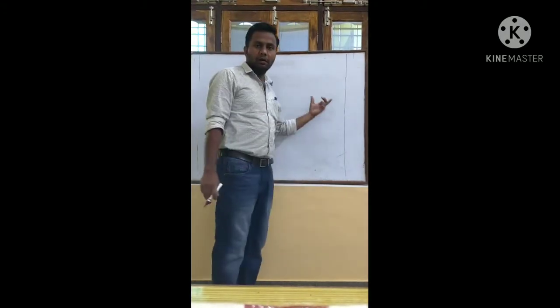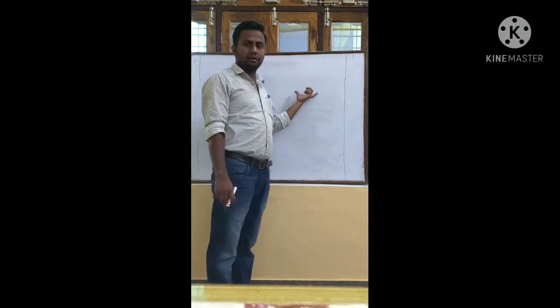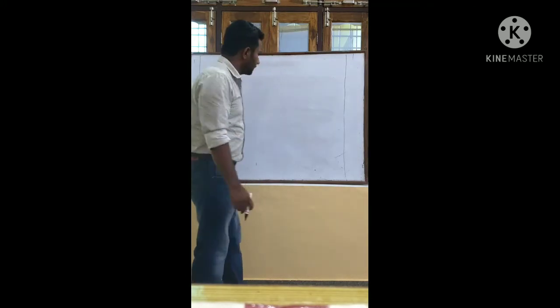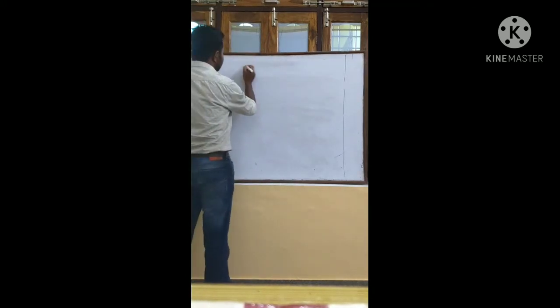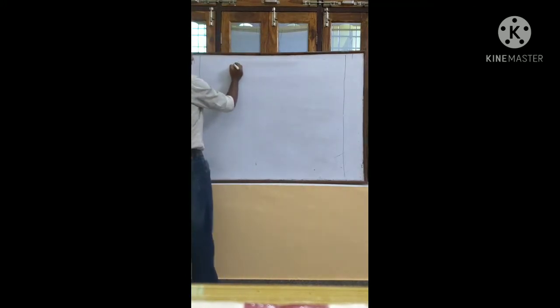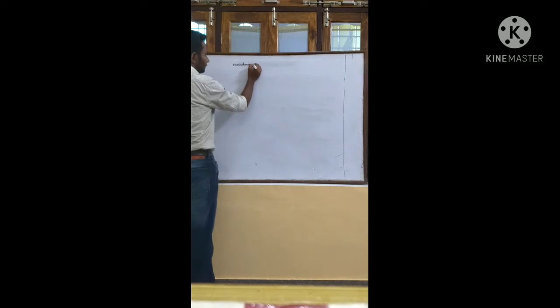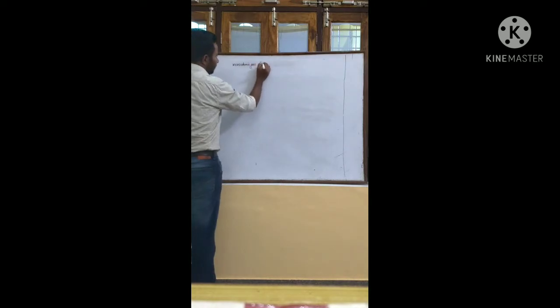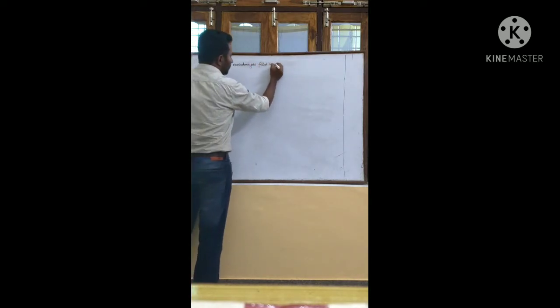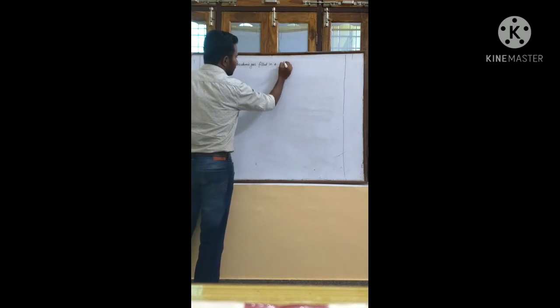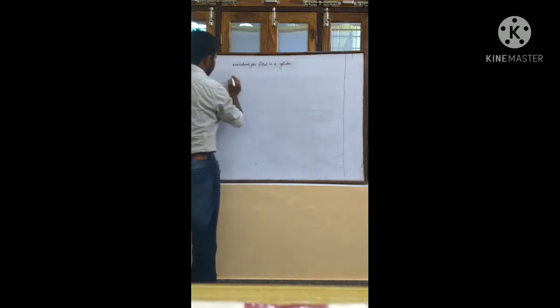So we are going to solve a small problem based on adiabatic process. Okay. So what is the problem? There is a monoatomic gas filled in a cylinder. This is the diagram.